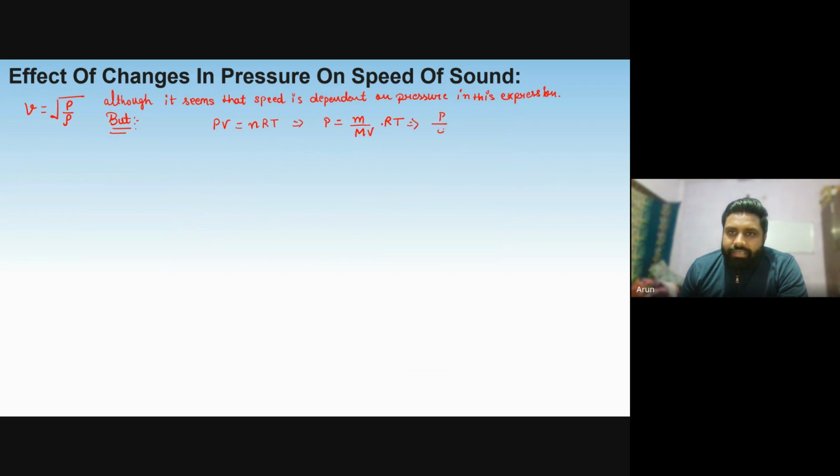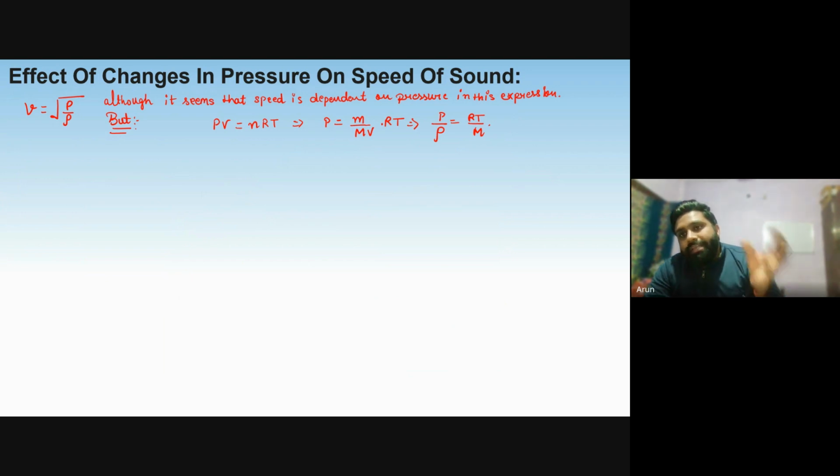So we can say that P upon rho, because it will become rho, so P upon rho is RT upon capital M. Now this pressure upon density, this particular fraction will depend on temperature only. For a particular gas, M will be fixed, and R is the universal gas constant. So this pressure by density depends completely only on the temperature, which means if you keep the temperature constant and change the pressure of the gas, there will be no effect on the velocity.